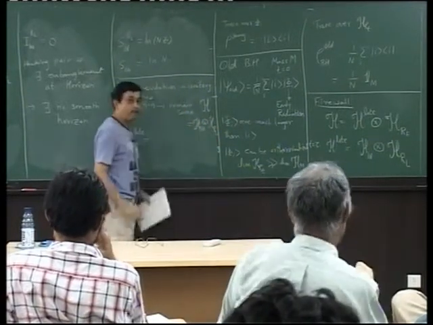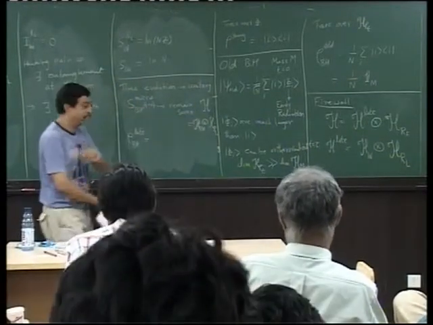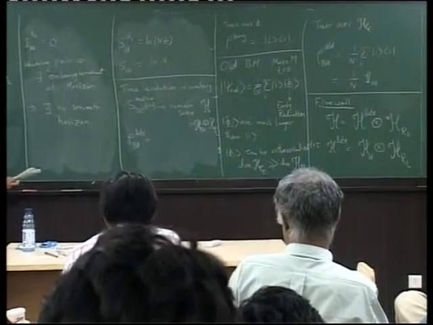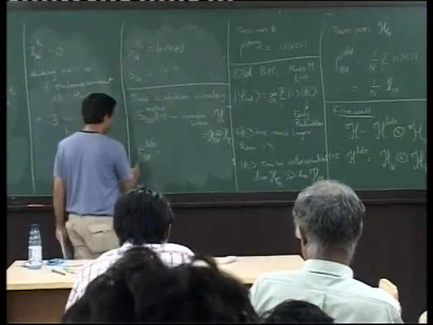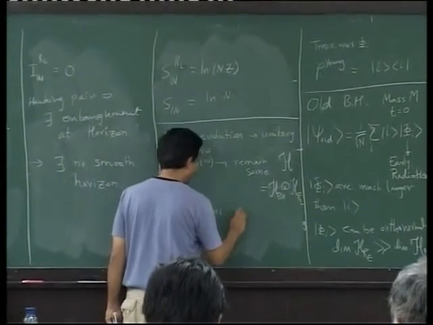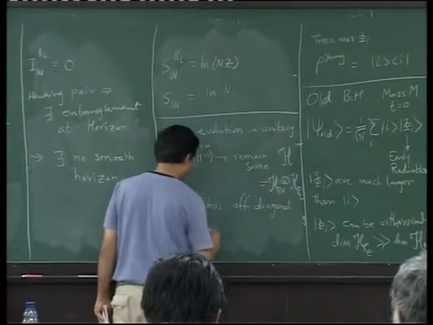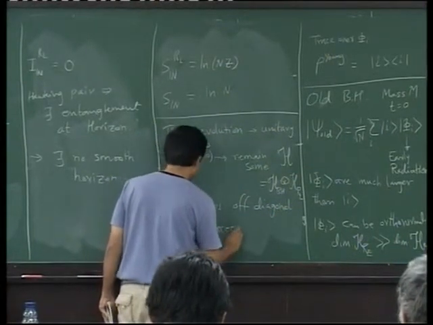Okay, I understand. Unitary evolution means this number doesn't change. So the only way out of this is to say that this has off-diagonal pieces. And what was this? Which have been missed out here.